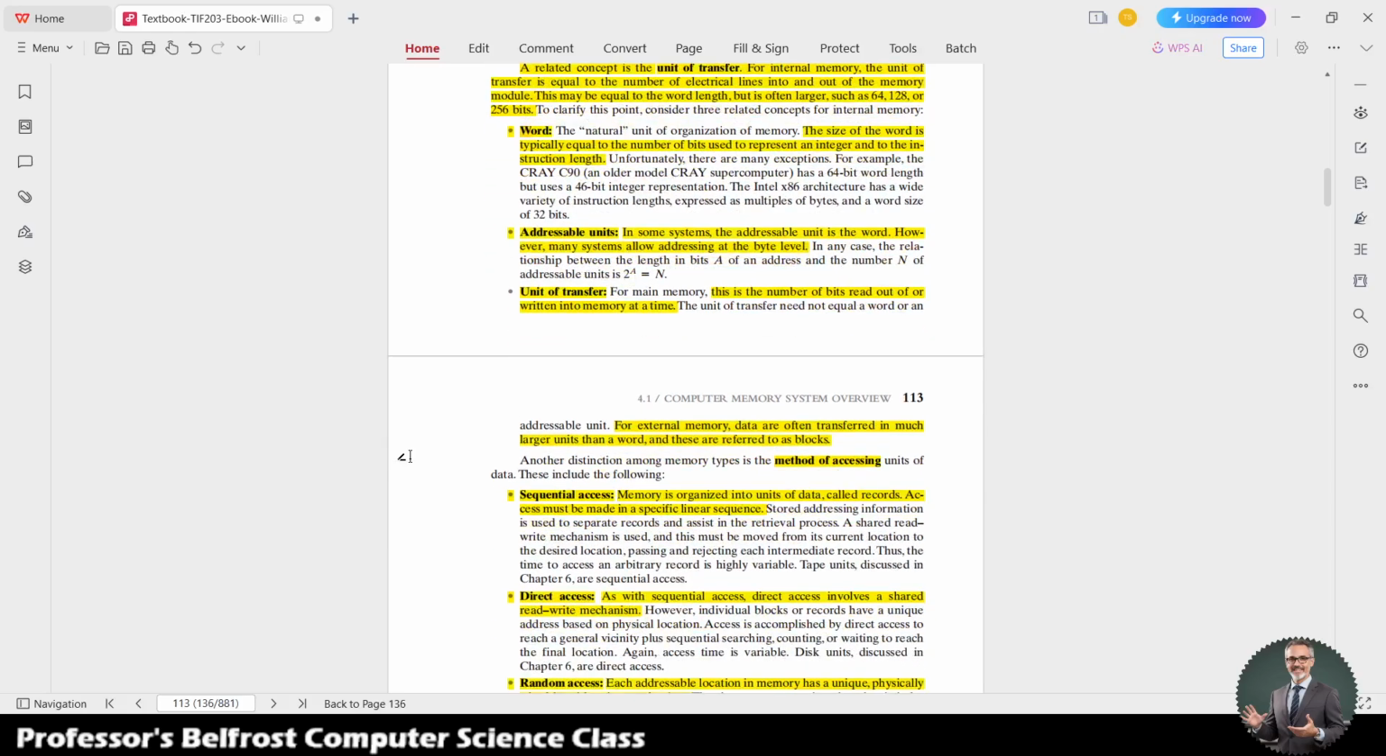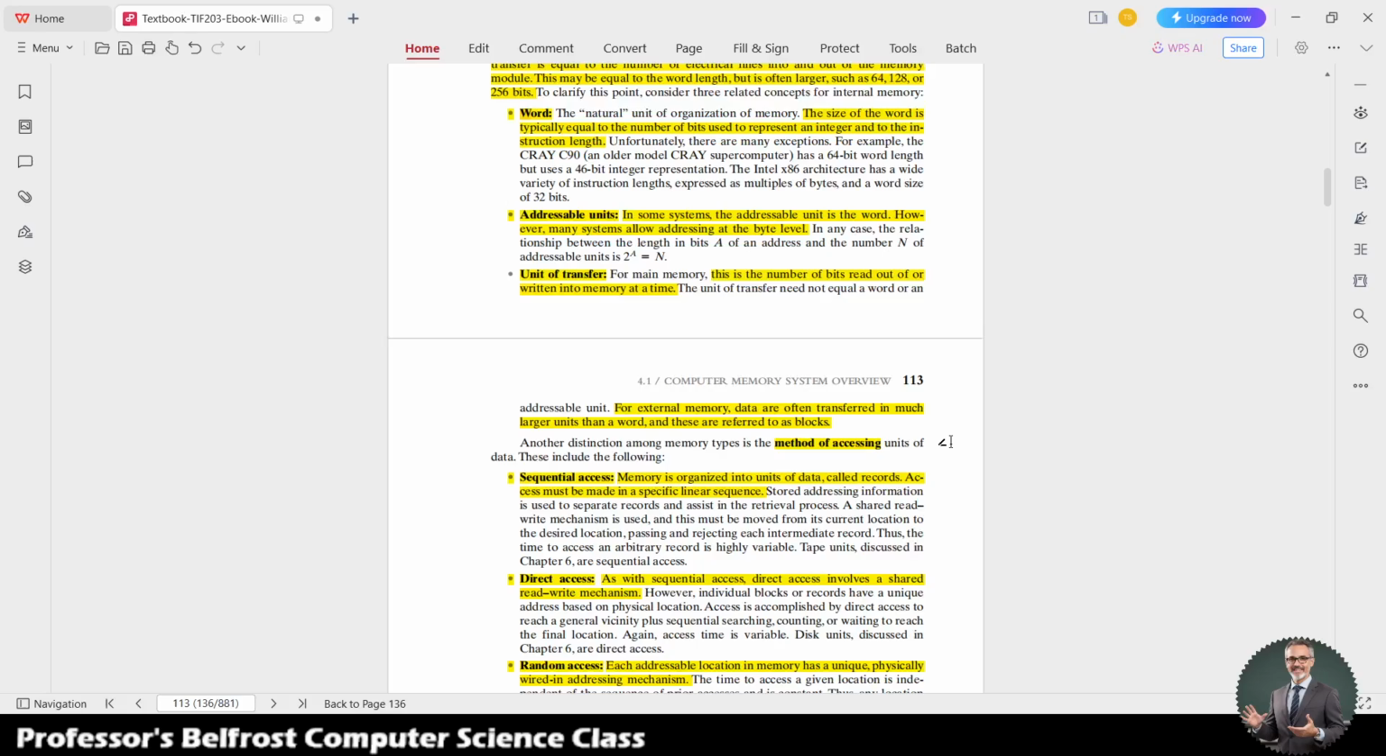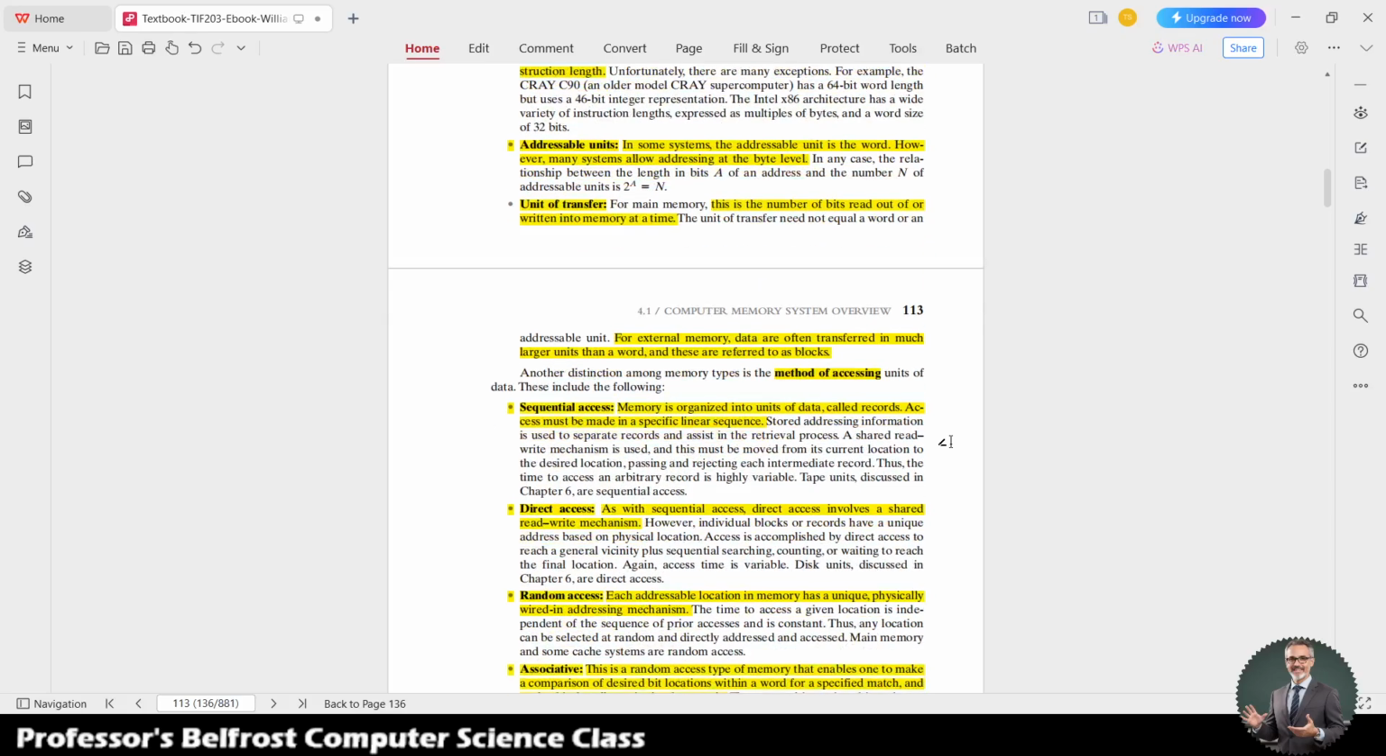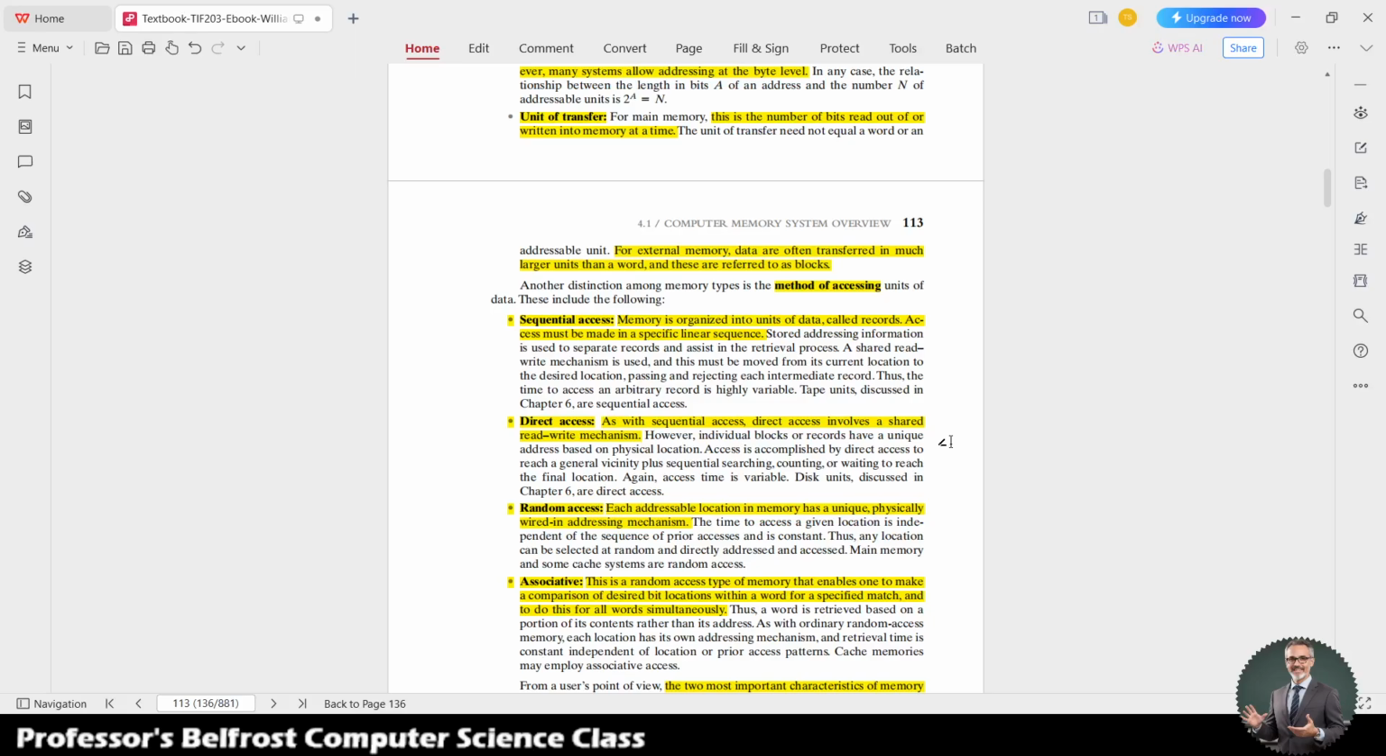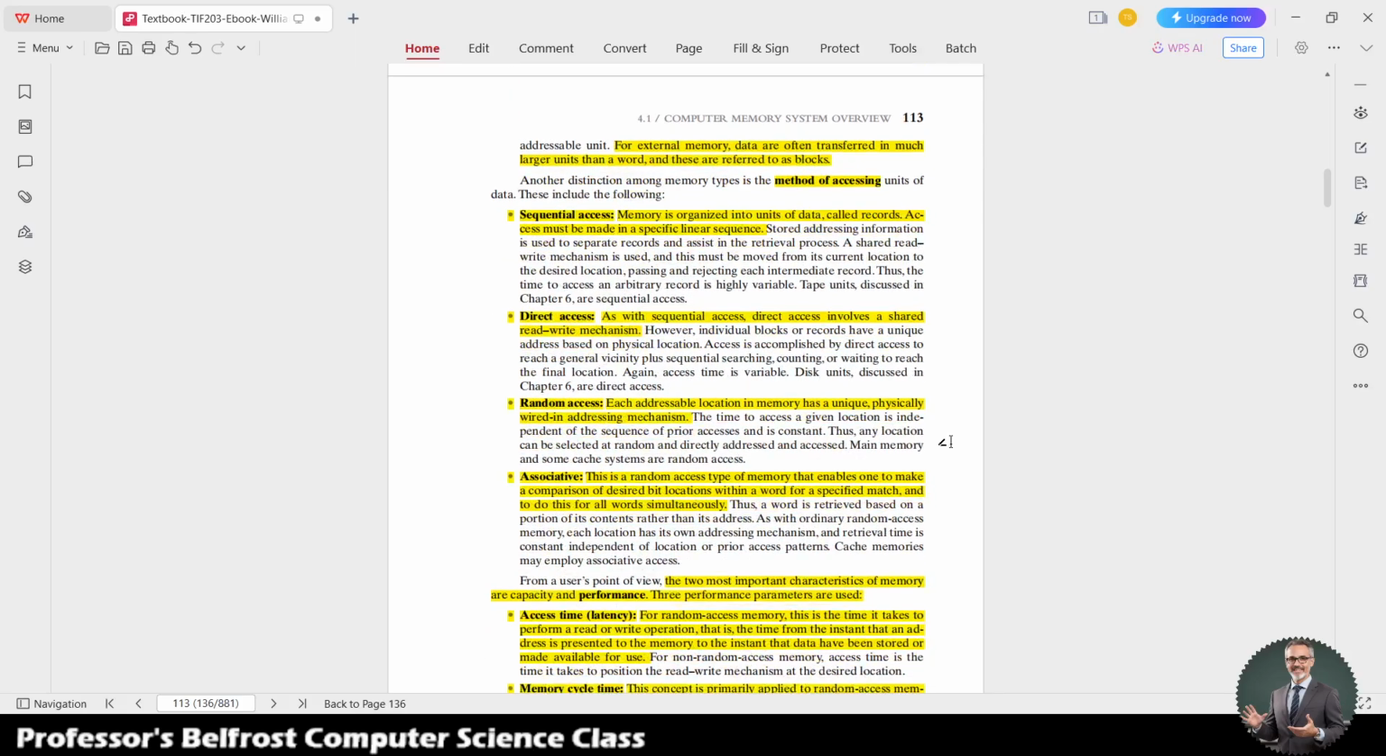For main memory, this is the number of bits read out of or written into the memory at a time. This unit of transfer doesn't necessarily equal a word or an addressable unit. For external memory, the data are often transferred in much larger units than a word, and it's called a block. Another distinction is the method of accessing. There are some types too.